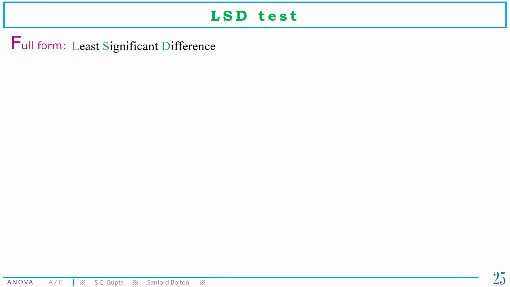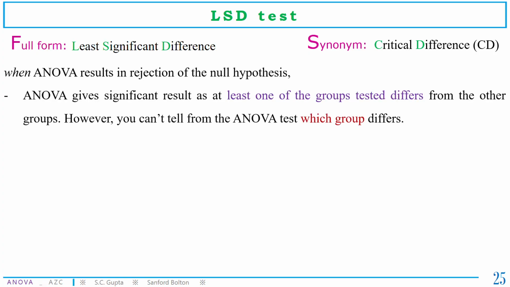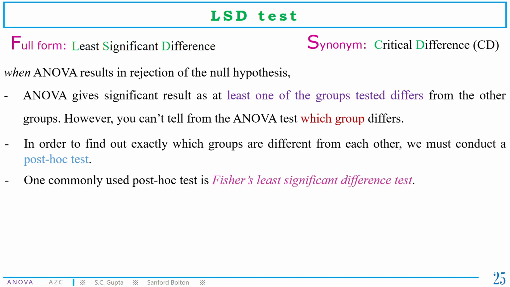LSD test. The full form is least significant difference. It is also recognized as critical difference, CD. When ANOVA results in rejection of the null hypothesis, ANOVA gives a significant result, as at least one of the groups tested differs from the other groups. However, you can't tell from the ANOVA test which group differs. In order to find out exactly which groups are different from each other, we must conduct a post hoc test.